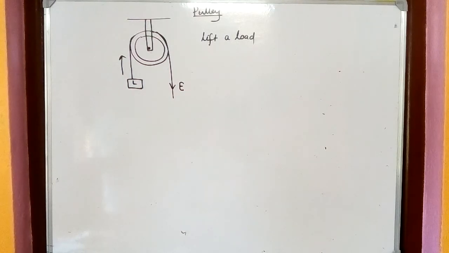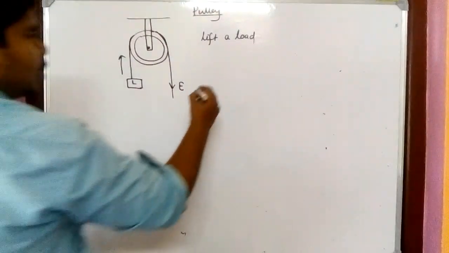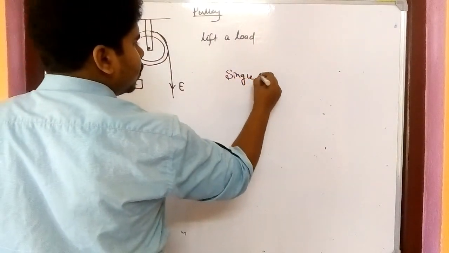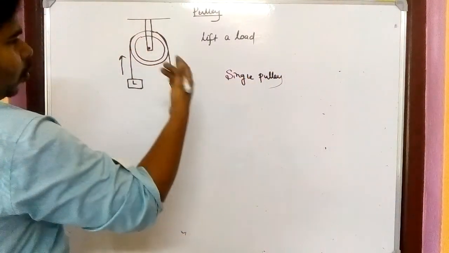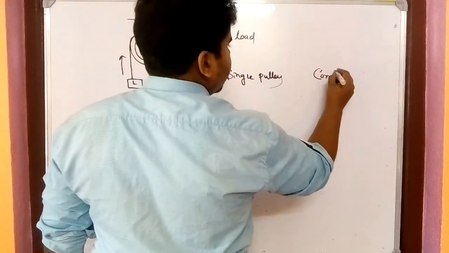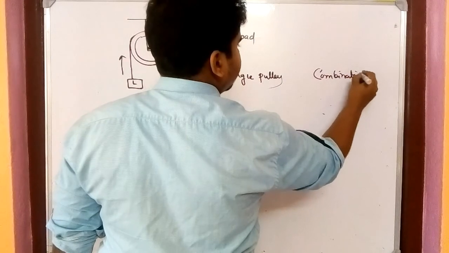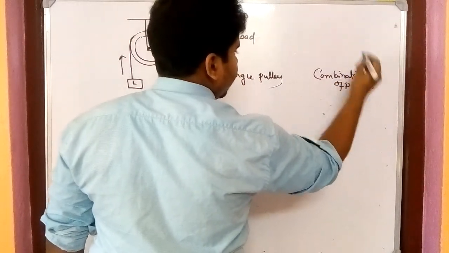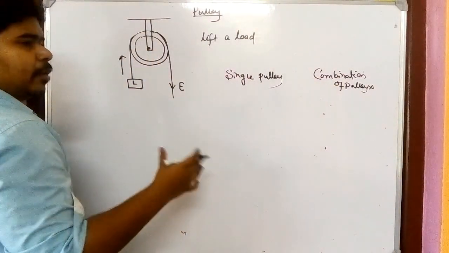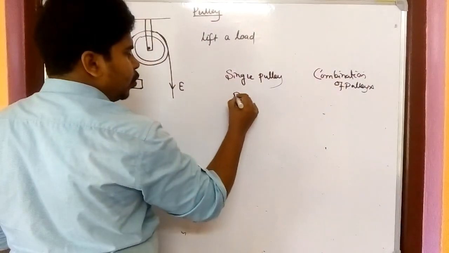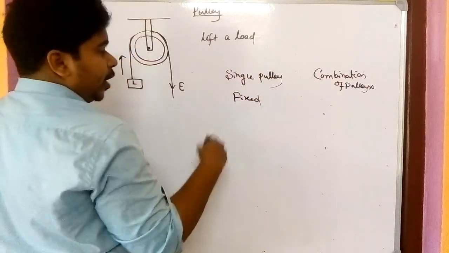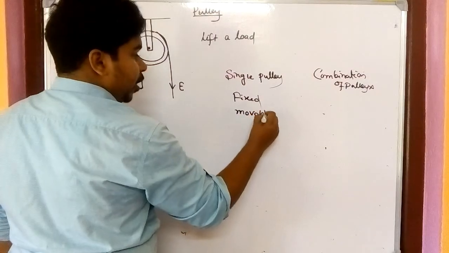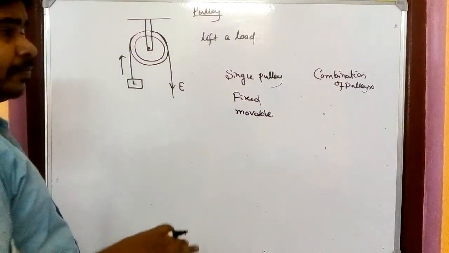What types of pulleys do we generally use? We can use a single pulley, that is shown here. We can use a combination of pulleys, that we have to learn a little later. A single pulley can be used in two forms. It can be used in the form of fixed, or it can be used in the form of movable, meaning the pulley is able to move.